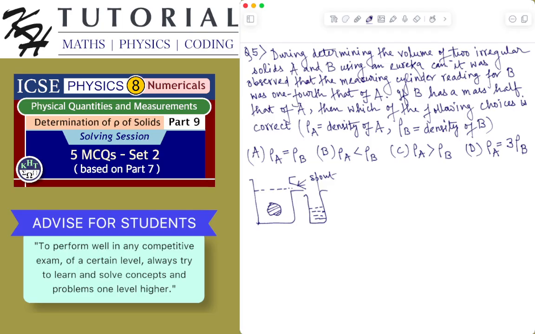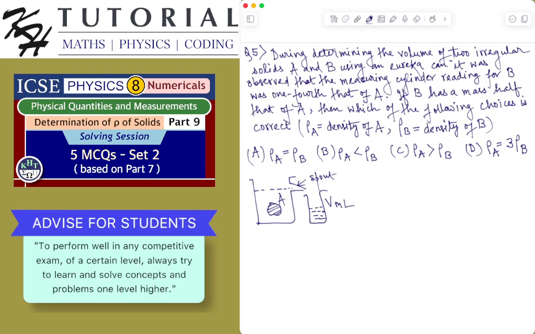So in this problem, it is given that during the determination of the volume of the two irregular solids A and B, for A, let's say this is body A. Now let's say the reading of the measuring cylinder is, let's say this is V ml.